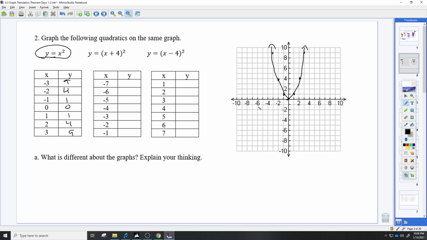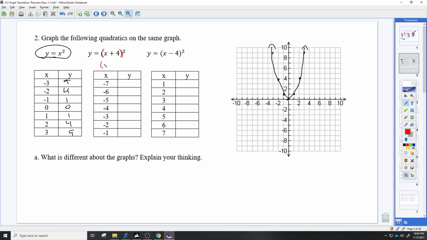Now we're going to see, well, what happens if we change the numbers inside a set of parentheses and have this squared sitting on the outside. So before we had it sitting out here, right? We had +4. And it was just x squared. But now what if we throw that number inside a set of parentheses? See what happens to that. So we're going to plug in some numbers here.